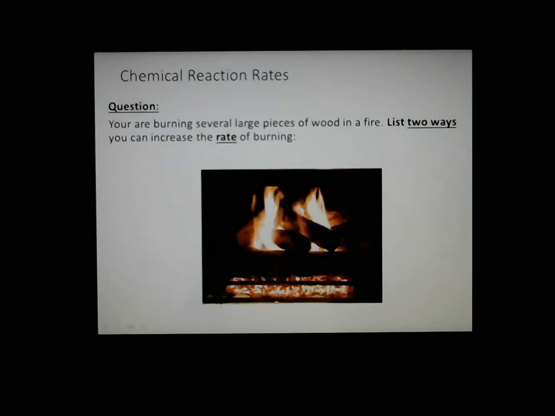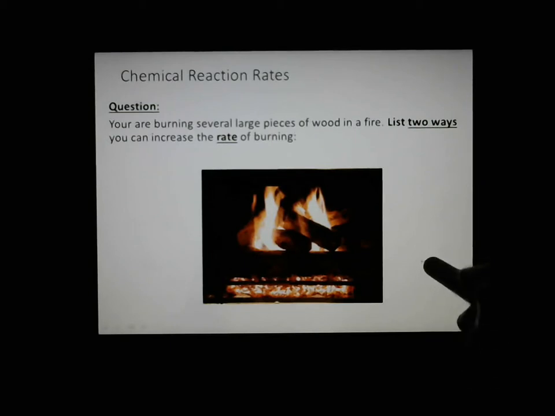So here is a pondering question for you. You have several large pieces of wood in a fire. What are a couple of ways you can increase the rate of burning? Okay, so how could we make it burn faster? Give it a moment.